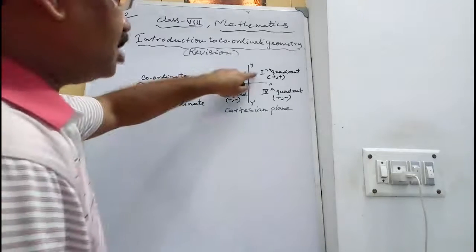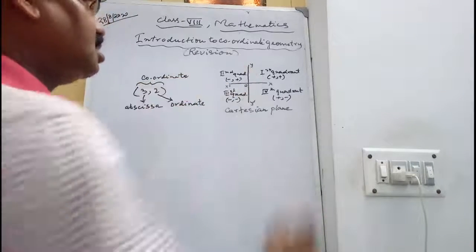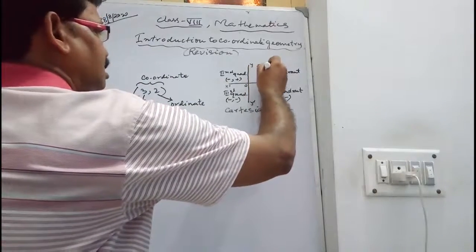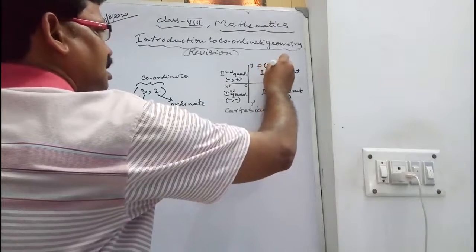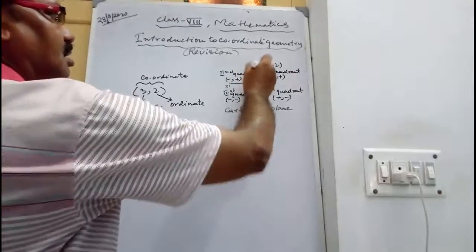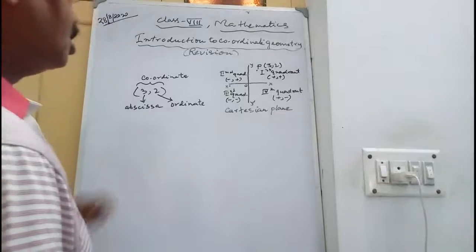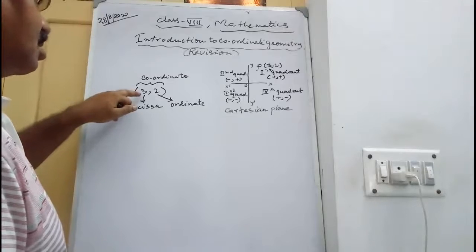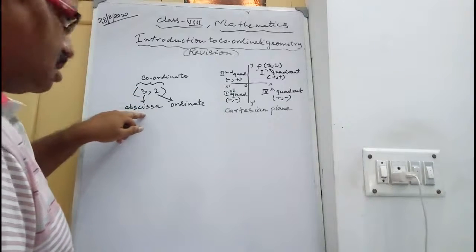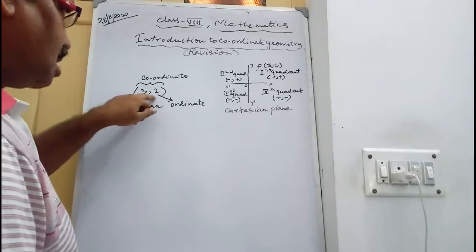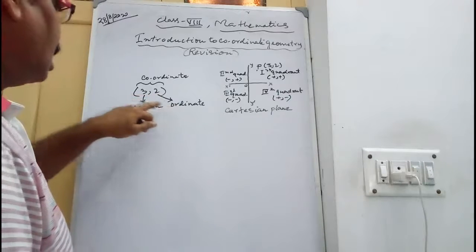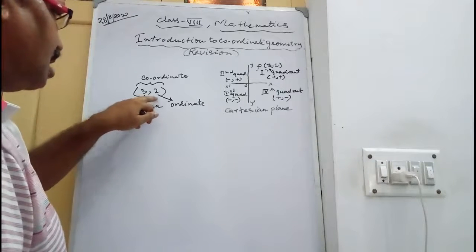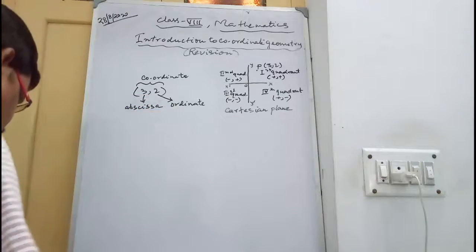If you take any point in this region, suppose I take that point P where the value is 3 and 2. So this one is known as coordinate, where the first one shows the value of x, second one shows the value of y, where x-axis value is abscissa, y-axis value is known as ordinate.